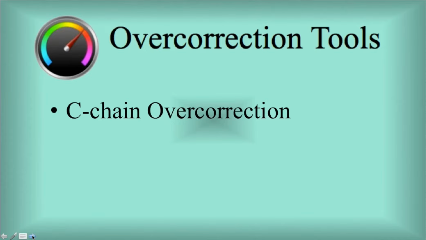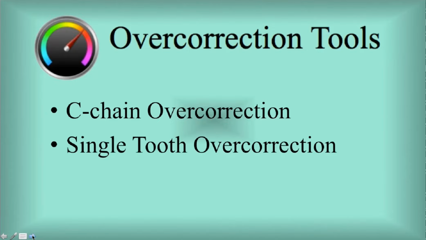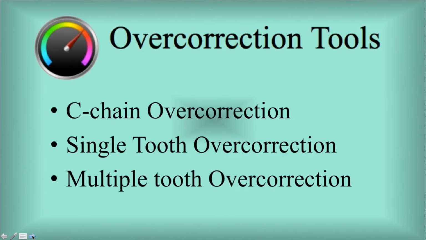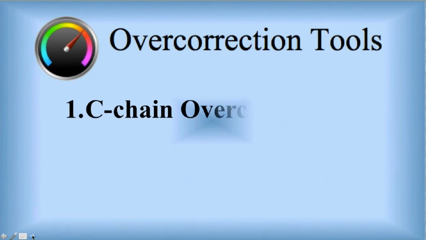There's 3 different kinds of overcorrection. One is C-chain overcorrection. C-chain overcorrection means that you just squeeze all the teeth at the end of treatment. Now, the second one is single tooth overcorrection. And C-chain overcorrection is the full arch. Single tooth overcorrection is 1 tooth, and then multiple tooth overcorrection. All of these are valuable tools that ought to be in your arsenal, and especially to solve the problem of preventing premature anterior contact. Let's look at a couple of these individually.